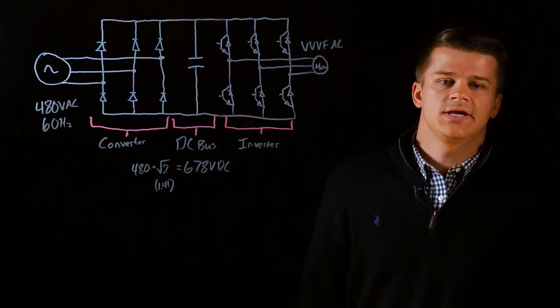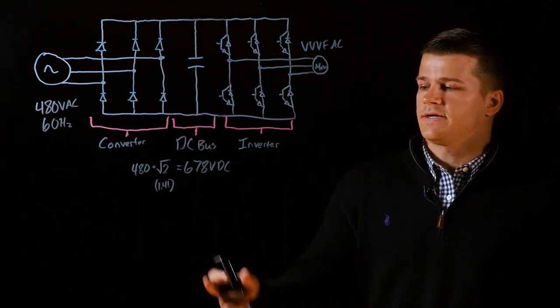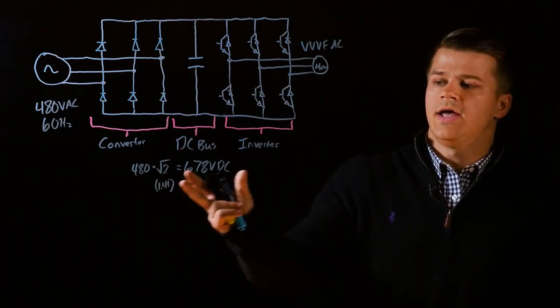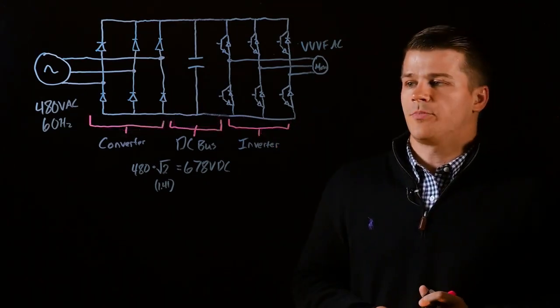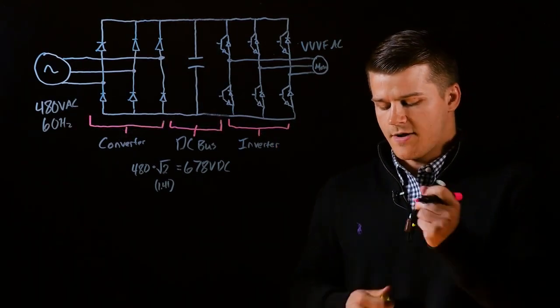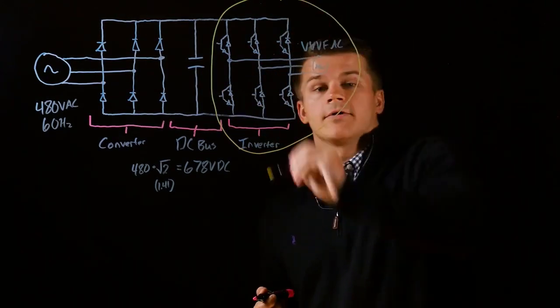So your final section is the inverter section. That has 6 insulated gate bipolar transistors, or IGBTs, and that takes your DC bus voltage and converts it back into a variable voltage, variable frequency AC output to the motor. And so now we'll go into a little bit more detail on this inverter section.